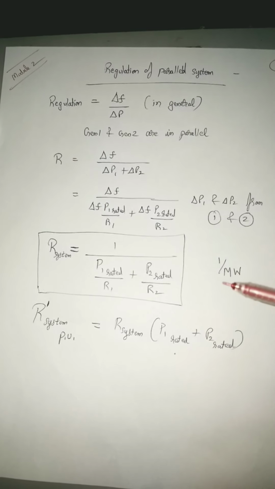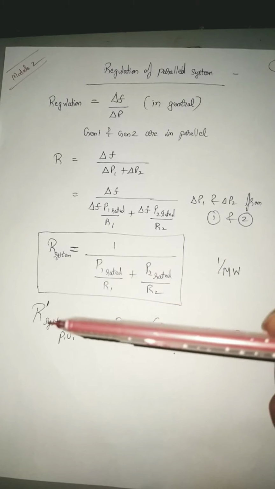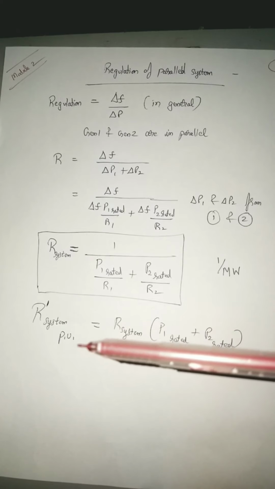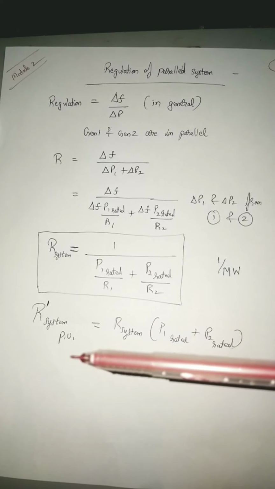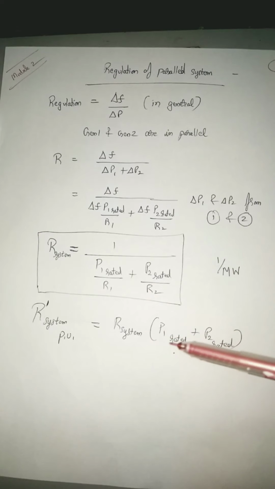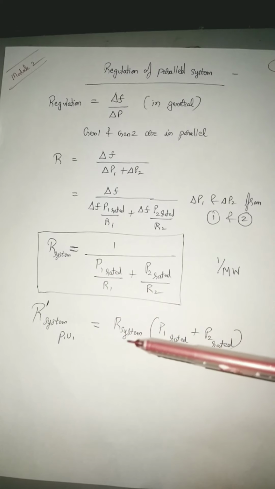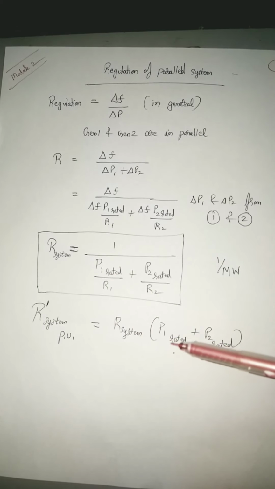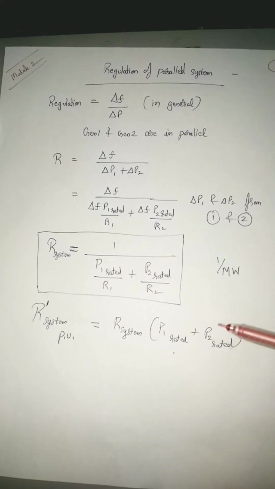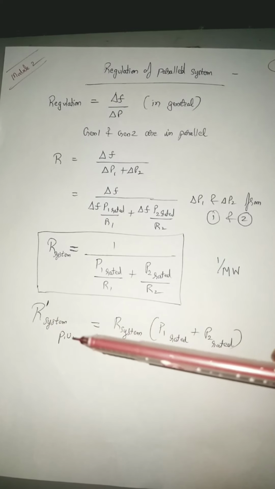Then sometimes we are also interested in expressing this regulation of the system in per unit. Generally you know that whenever you express a per unit quantity, it is actual divided by base. But here, since the actual value is expressed as a reciprocal, we multiply the base value with the actual value. So it becomes R system actual value multiplied by base value. Base value is with respect to the base power because you are dealing with power here. So it will become P1 rated plus P2 rated. This is the base power multiplied by the actual value, which will give me the per unit value.